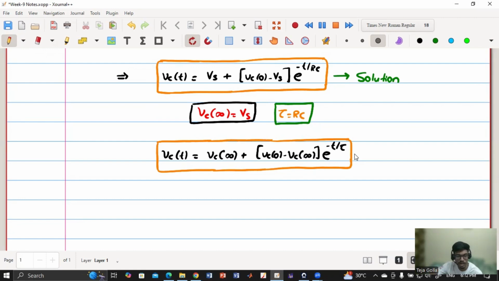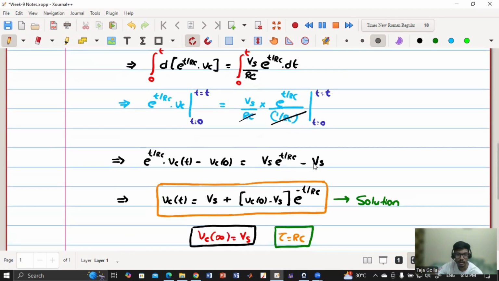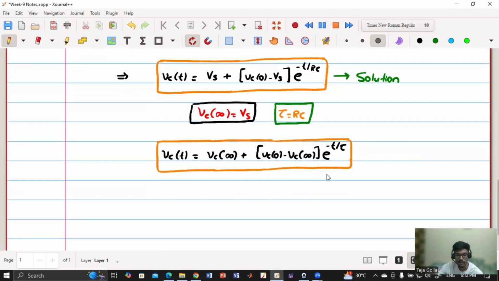Whereas in an RL circuit, tau is L by R. Here it is RC. So this expression is valid for any other voltage, any other current in the circuit. But we have to find that particular voltage or current's infinite value, its initial value, and the time constant in that circuit. And we have to just substitute it here without solving this differential equation. Of course, you can solve the differential equation and get it, but it is very lengthy and time consuming, which can be avoided. And you can simply get the expression easily by using this expression.